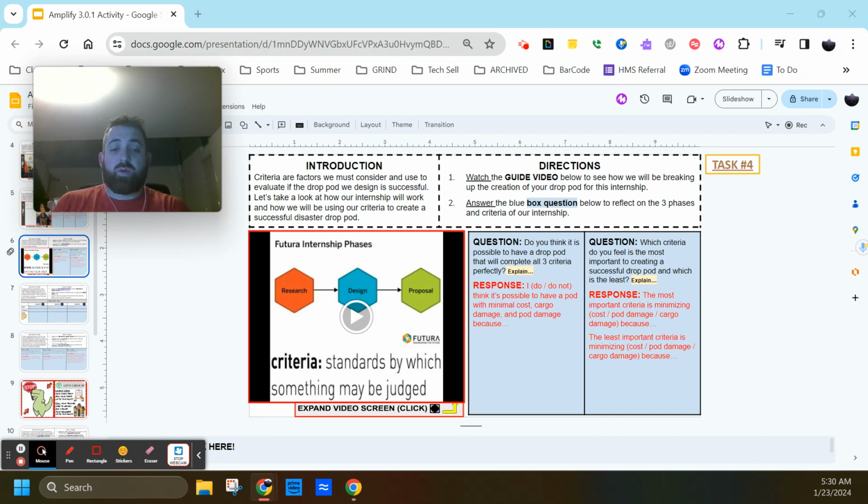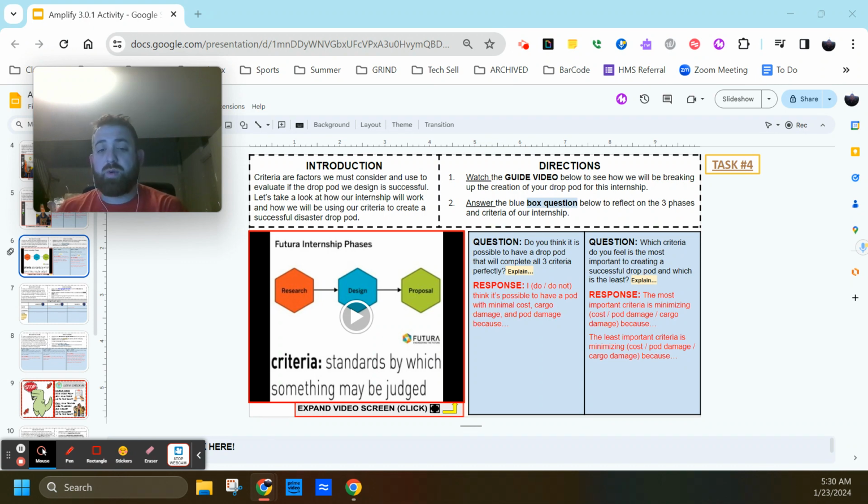As you dive into this real world problem, we're going to be breaking down this internship into three phases. There's the research phase, where you're going to be seeking out information to better understand the problem and designing this supply pod. There's going to be the design phase, where you apply what you've researched, what you've learned towards building, testing, and analyzing your supply drop pod that you've designed and made.